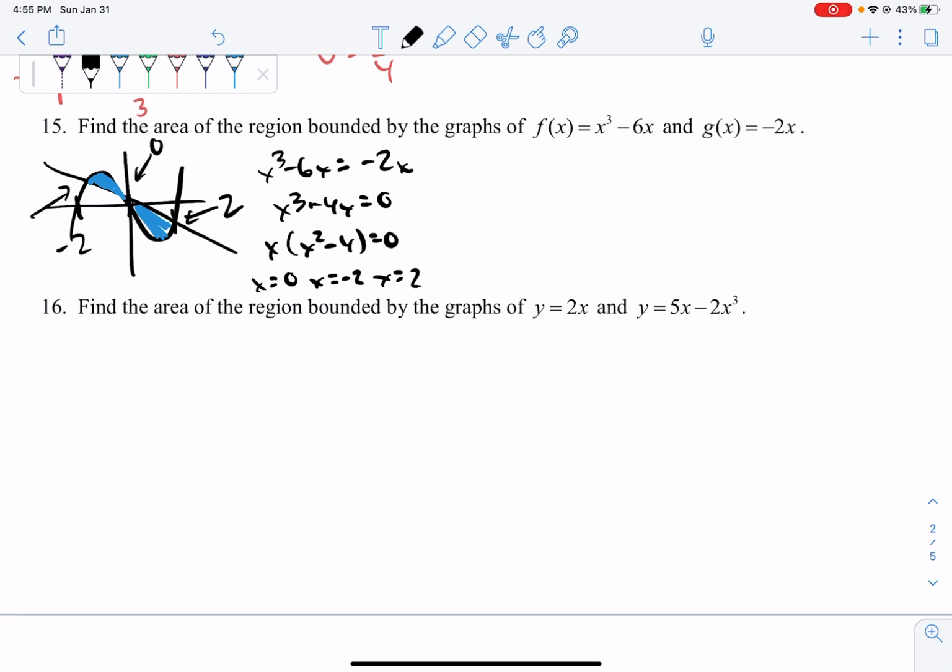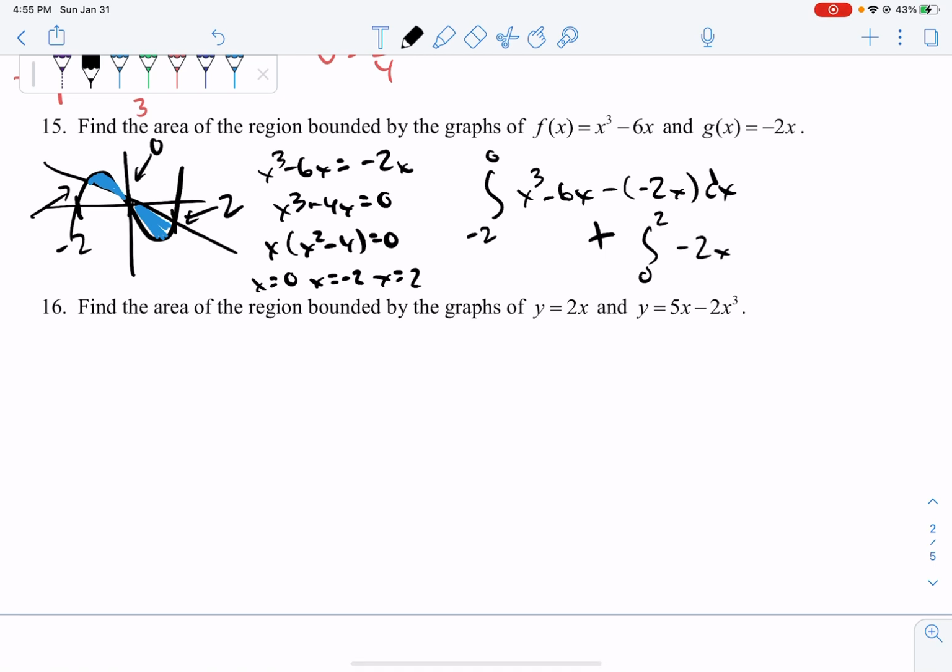So I'm doing two integrals. I'm going from negative 2 to 0. My top curve is my x cubed minus 6x curve. And then I have to subtract my bottom curve, which is negative 2x. But then I need to add my second region, which goes from 0 to 2, and that one starts with negative 2x as my top curve, and I've got to subtract my bottom curve, which is x cubed minus 6x, dx.